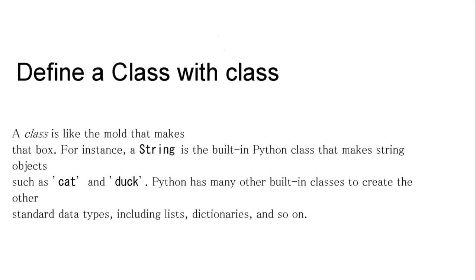Define a class with class. I compare an object to a plastic box. A class is like the mold that makes the box. For instance, a string is the built-in Python class that makes a string object such as cat, dog, or duck. Python has many other built-in classes to create the other standard data types, including lists, dictionaries, and so on.